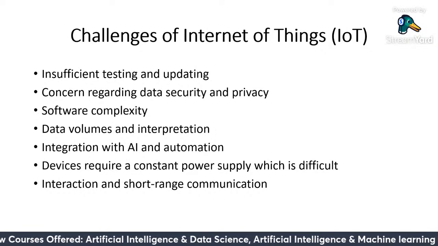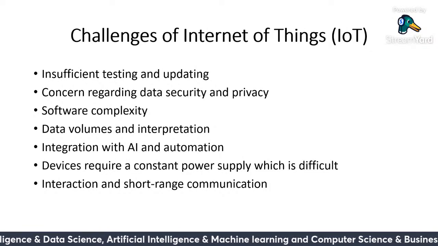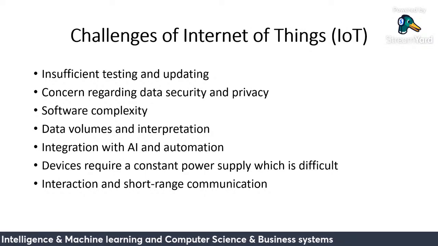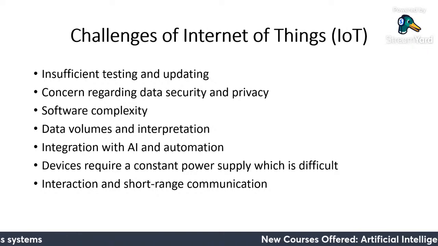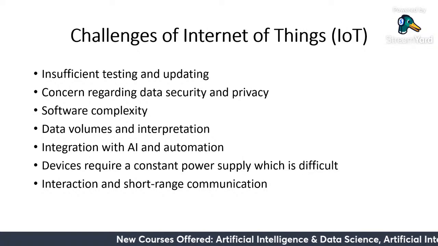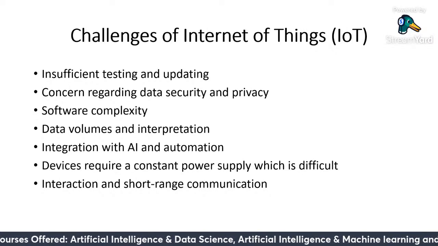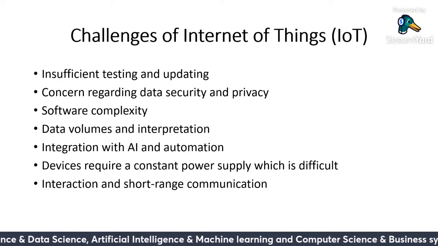And the interaction and short range communication, which I have mentioned in the previous slide, just uses 2.4 gigahertz Wi-Fi signal, so 5 gigahertz Wi-Fi signal is not available right now. When 5 gigahertz Wi-Fi signal is available, it consumes more power, but the operation speed is increased, and the IoT performance is also improved.